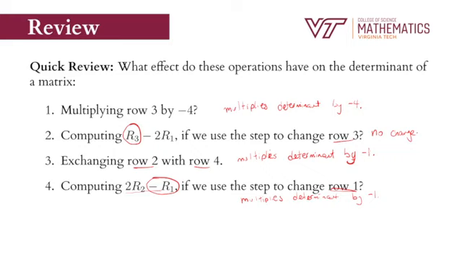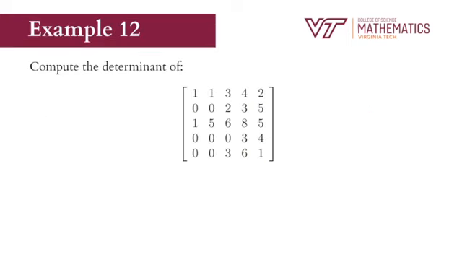Okay, so let's put this together and try an example. We have a matrix here that is not quite in echelon form, but we do see some nice zeros. And we would like to compute the determinant of this matrix.